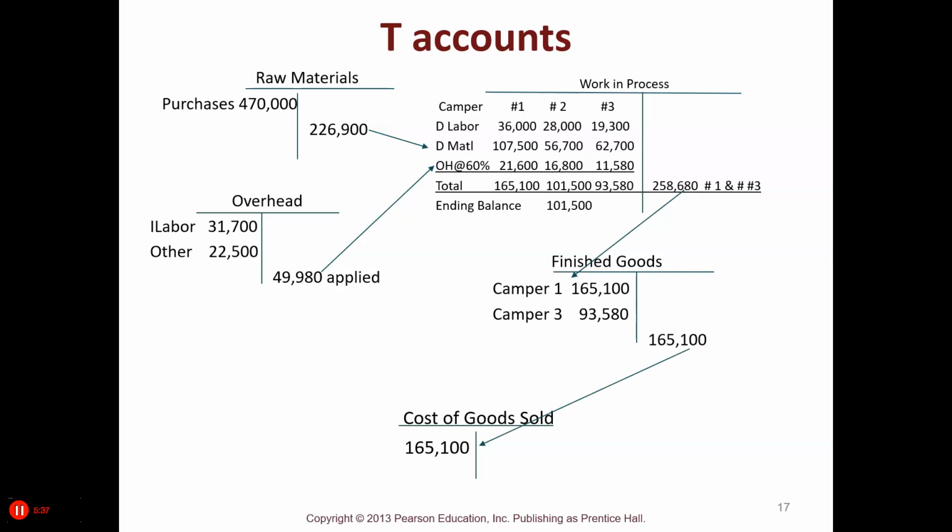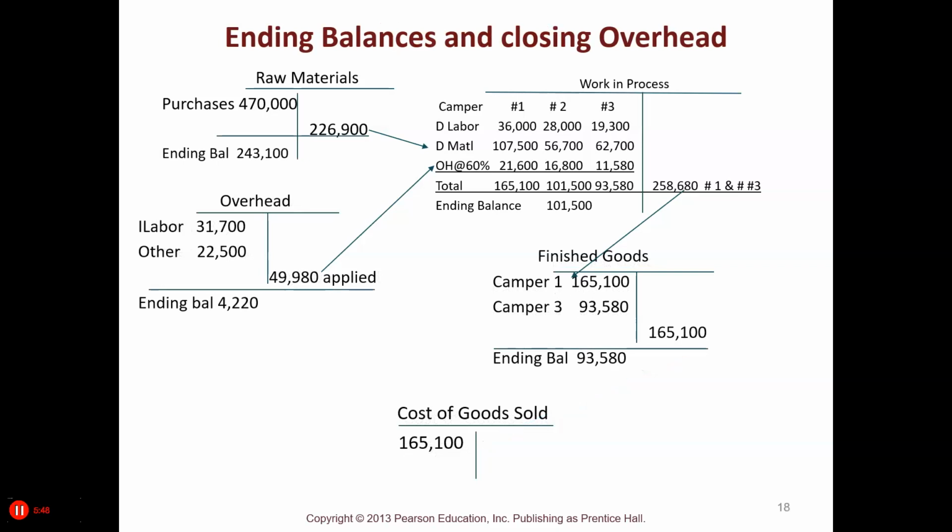Now with the arrows, you can see how the costs flow. So they go from raw materials to overhead and work in process, from work in process to finished goods, from finished goods to cost of goods sold. Now, ending balances and closing overhead. So we would come up with our ending balances for raw materials, work in process, finished goods, and overhead. But overhead, what we have to do is determine whether it's under or over applied. In this case, it is under applied because our costs exceed the amount that we applied.